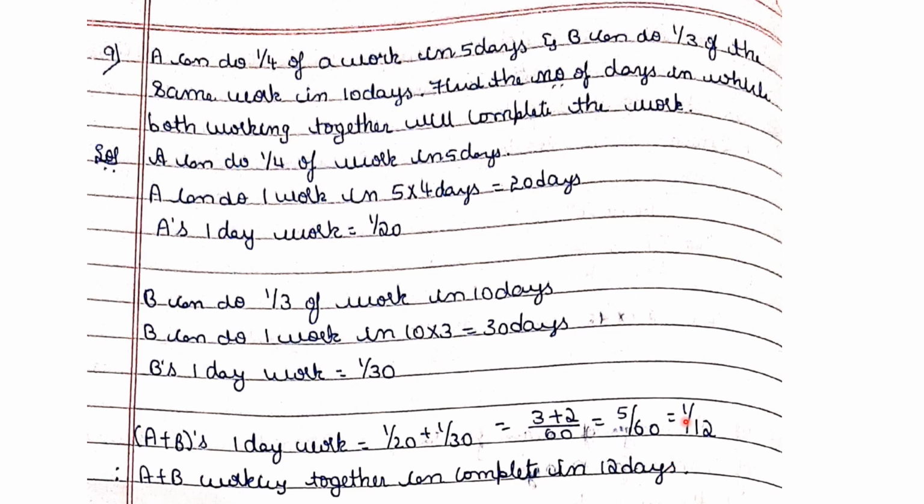So this fraction will go. So be careful here. 1/4 is the overall work. A's total work is 5 into 4, 20 days. If A is working, he will take 20 days, but his 1 day work is 1 divided by 20. In the same way, B's overall work is 1/3, but he will take 30 days. So his 1 day work is 1 divided by 30. If you add both, you will get the 1 day's work. So totally within 12 days, they will complete the whole work.